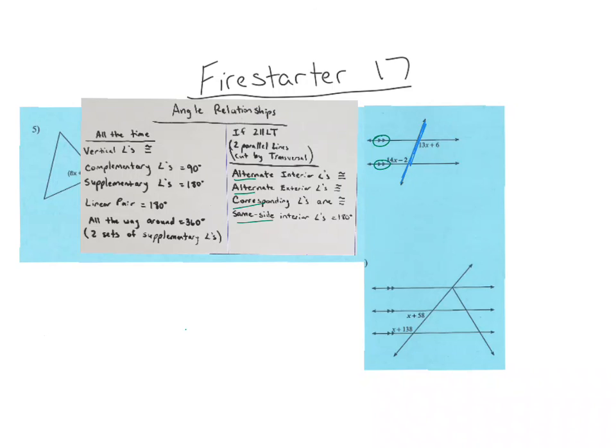So I see 14x minus 2 and 13x plus 6. They are on opposite sides or alternate sides of the transversal. So I know it has to be either alternate exterior or alternate interior. The second word, interior versus exterior, talks about the relationship to the parallel lines. So it's inside the parallel lines. So my geometry for this is going to be really simple. I'm going to say alternate interior angles are congruent.